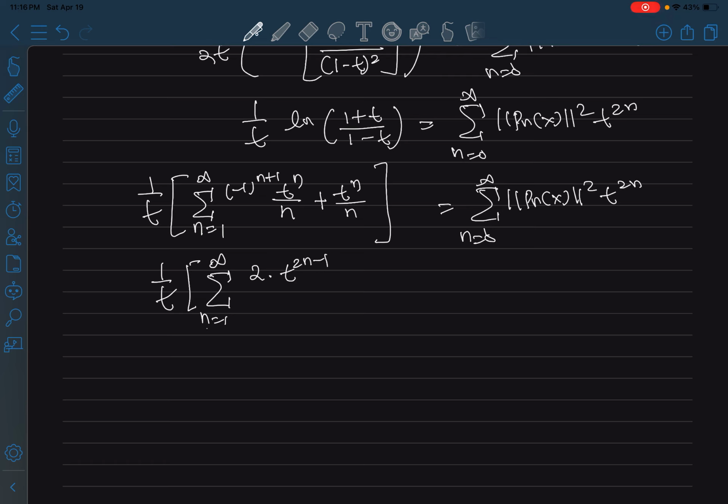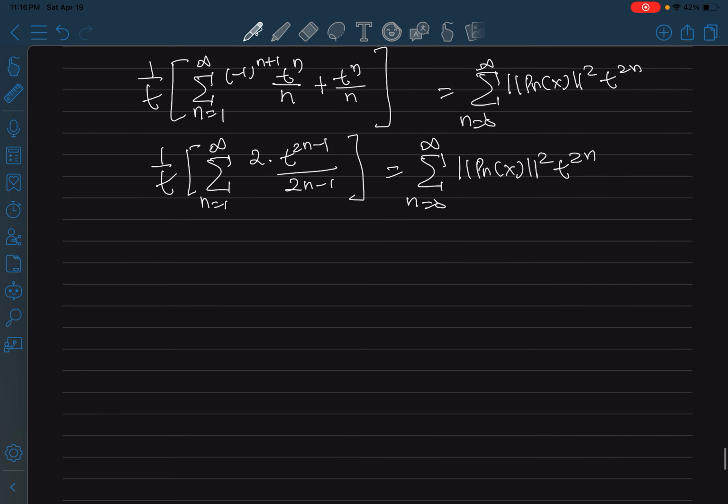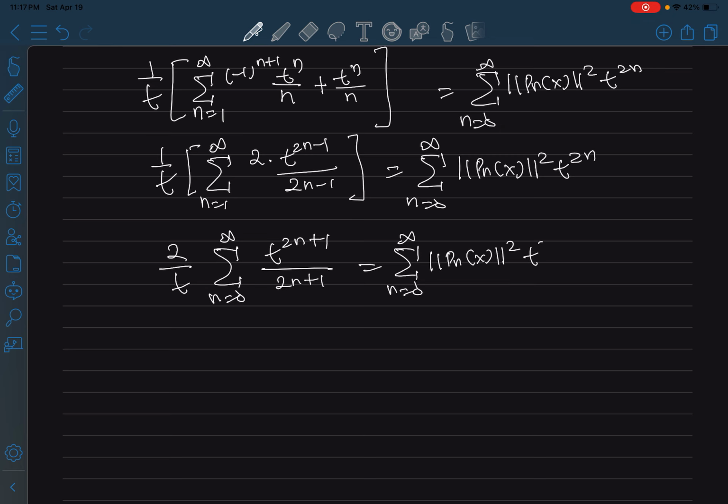So 2n minus 1, at n equals 1, this is 1, and 3, 5, yeah, this works. And then this is just the sum from n equals 0 to infinity of the norm of P_n(x) squared t to the power 2n. Now, if I also write this from n equals 0 to infinity, what I get is 2 by t times the sum from n equals 0 to infinity of t to the power 2n plus 1 by 2n plus 1, equals the sum from n equals 0 to infinity of the norm t to the power 2n, right?